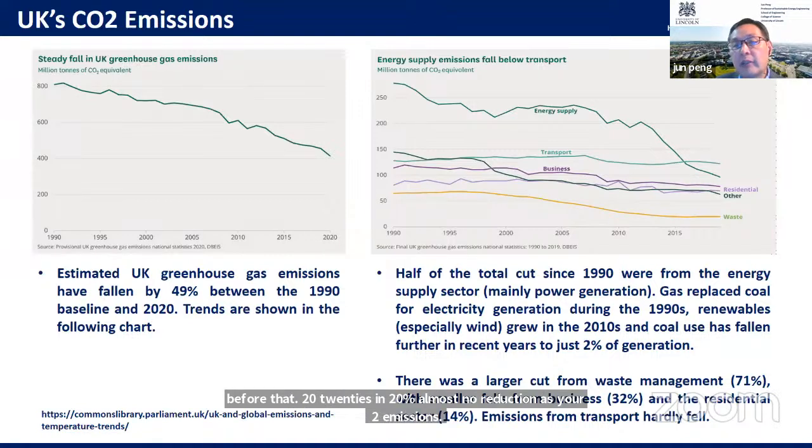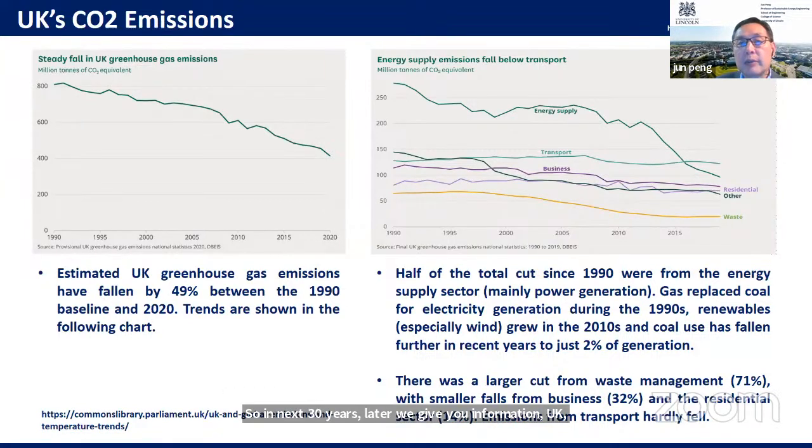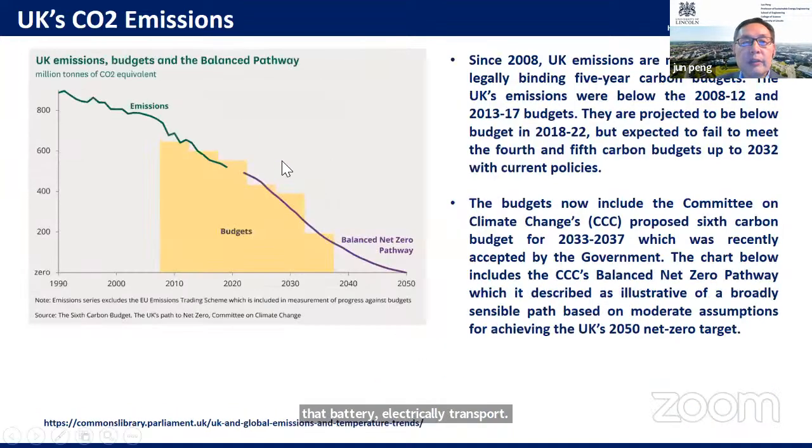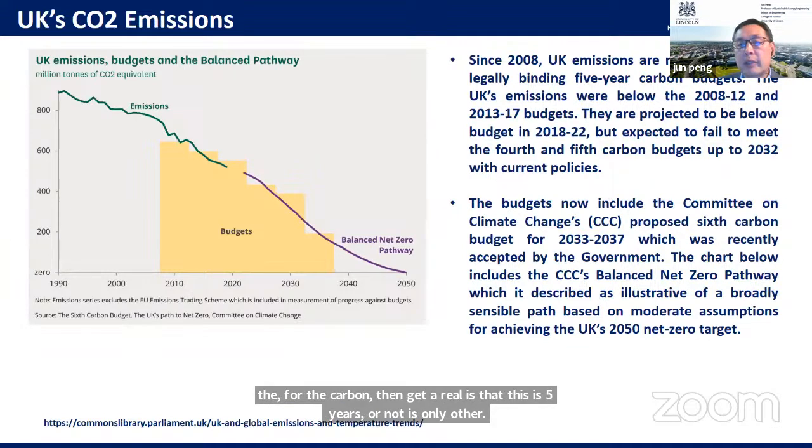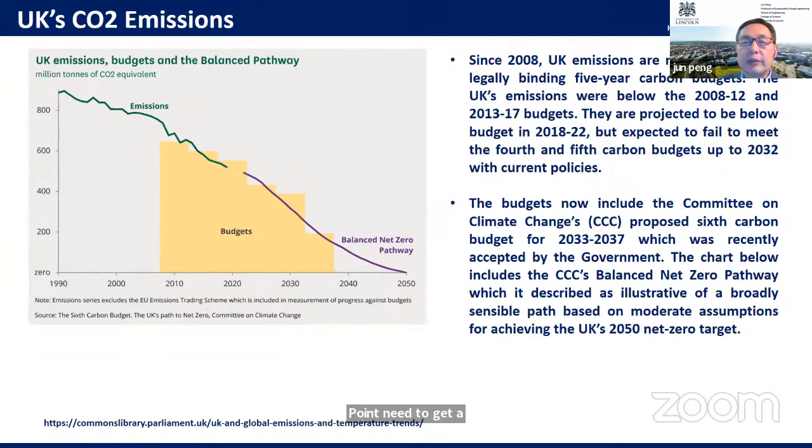The UK also has a target for reducing combustion engine transport, gradually converting to battery electric transport, and then gradually we can get to net zero. That's the plan for the next 30 years. The UK currently runs a five-year plan for the carbon emission credit, then gets a review: was this five-year target met or not? If not, some optimization is needed to reduce greenhouse gas emissions. That's how the UK is running this.